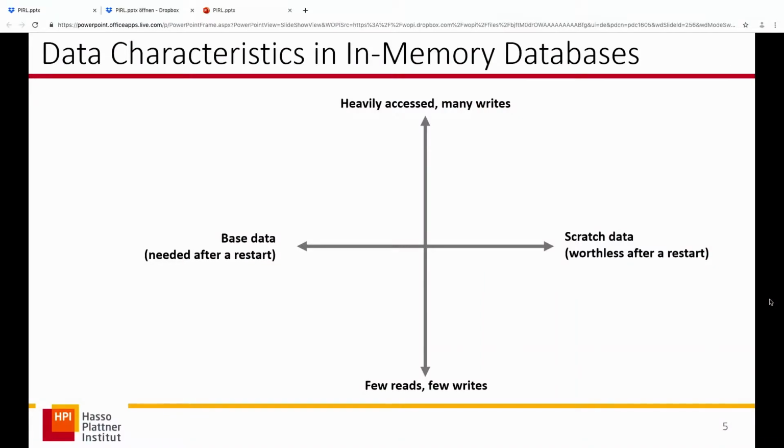I tried to put down a couple of data structures on two axes. First one being the horizontal axis, where on the left we have all the data that are called base data. That's all the data that we need after a restart. That's the reason why we have a database, because we want it to be there even if we restart the system. On the right we have scratch data, which is completely useless after we restarted the system because all the SQL connections are gone anyway. And then on the vertical axis, on the bottom we have data that is rarely read and, more importantly, rarely written. And on the top we have data that is heavily accessed with many writes.